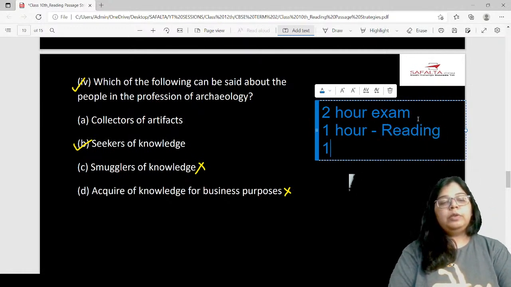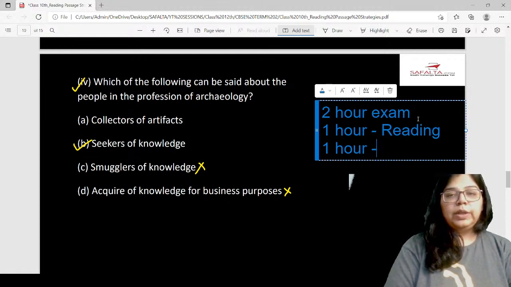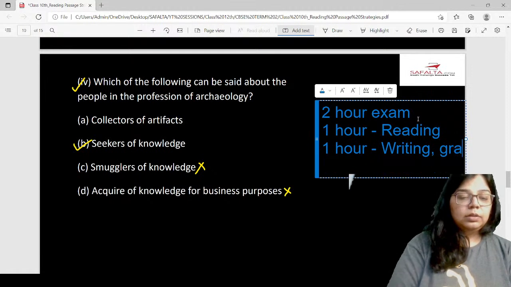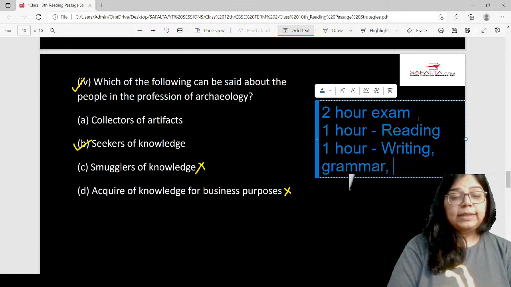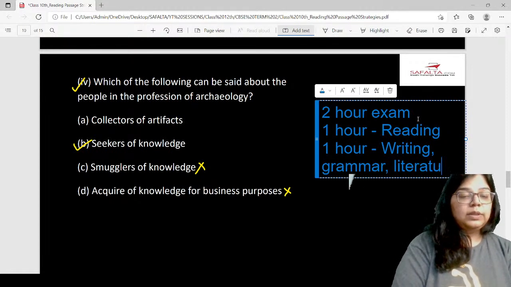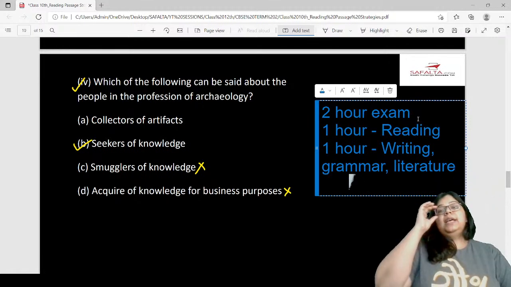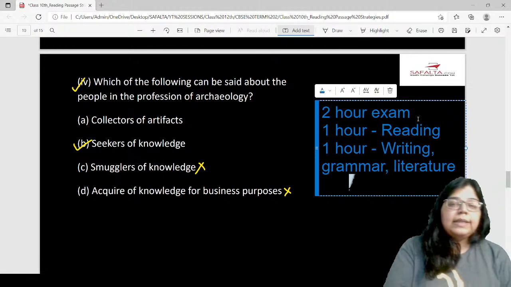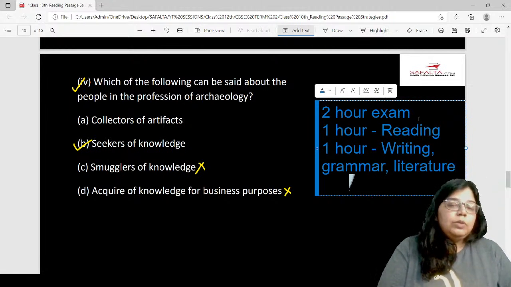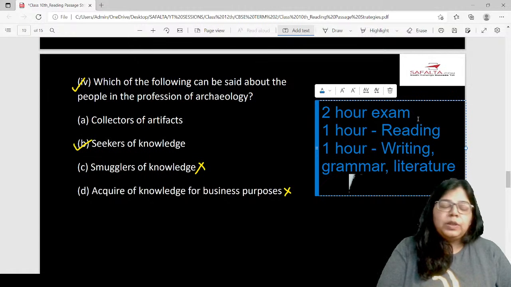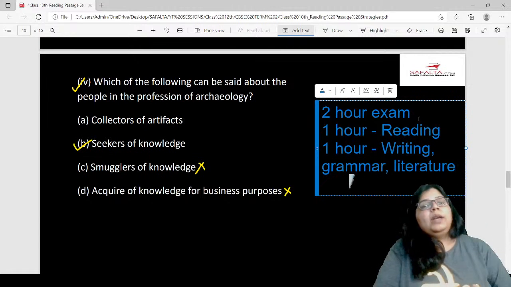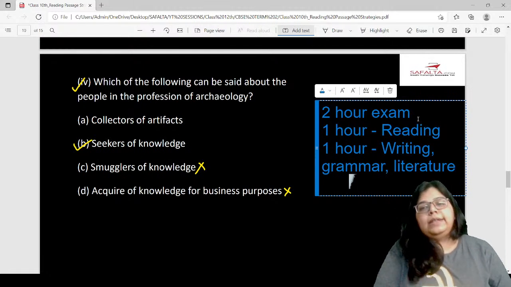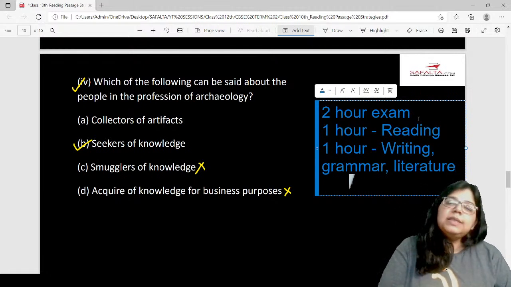Then you are left with 1 more hour to do writing, grammar, as well as literature. Is that fair? I don't think so. Yes? If you do it the normal way that you would be doing it, then if it is a 2-hour exam, you will use up 1 hour for reading, and then you will have 1 hour for writing, grammar and literature. ठीक है? आपके पास सिर्फ 1 घंटा बचेगा.